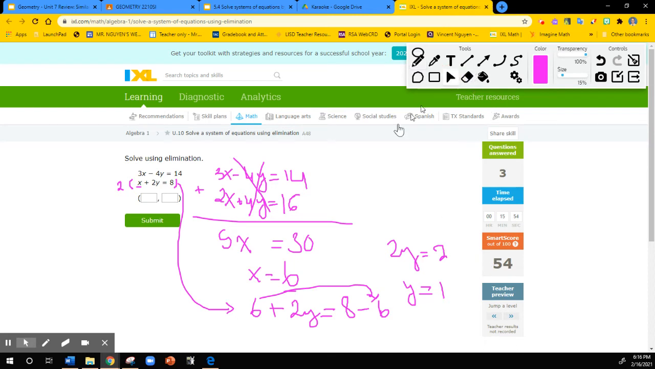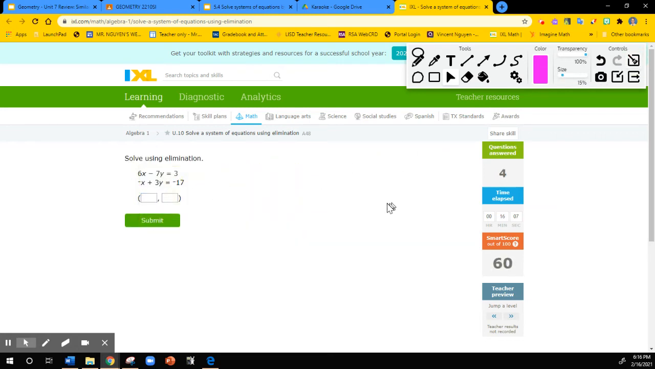So I'm going to type in my solution. X is 6, y is 1. Okay, submit. Perfect. All right, this is the case where you can multiply the bottom equation by 6, and that's going to get rid of x. Okay, so I'm going to skip this level.